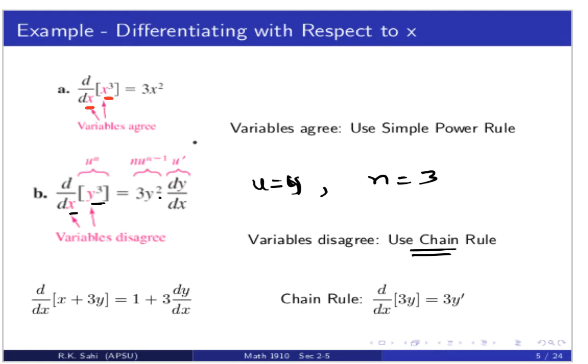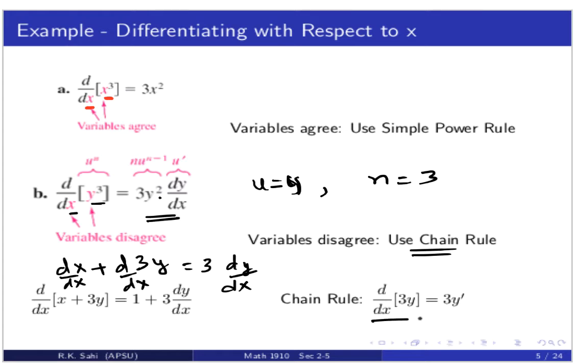So let's look at an example of the differential of x plus 3y. So clearly it's a sum of two functions. So you can write this as the differential of x plus the differential of 3y. Now x and x agree, so we definitely know it as 1. When you take the differential of 3y, notice you can take the 3 out and you're finding the differential of y, which is dy by dx. Now y to the power 1 gives n u to the n minus 1, so you're applying the chain rule here.